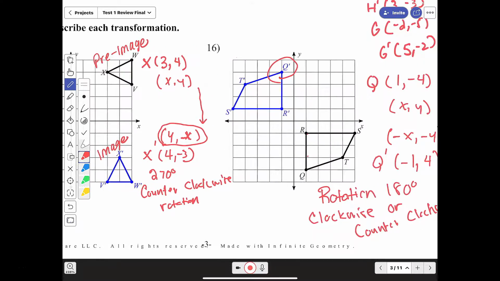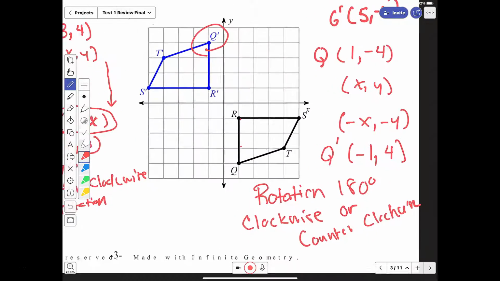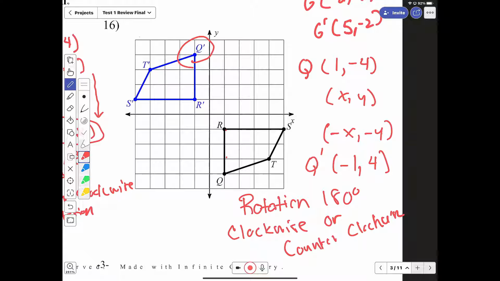For number 16, we're going to do the same thing, and I did the same thing. I figured out what Q is. I also figured out what Q prime is. Q prime was (-1, 4). So you notice you have (1, -4), and you have (-1, 4). So they switched. You see that? And they also became negative in value, or opposite in value. So that rotation is 180 degrees clockwise or counterclockwise.